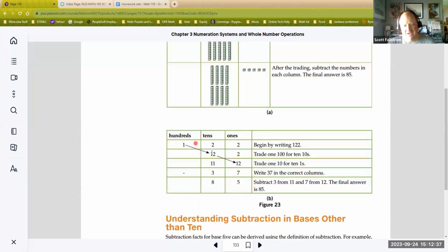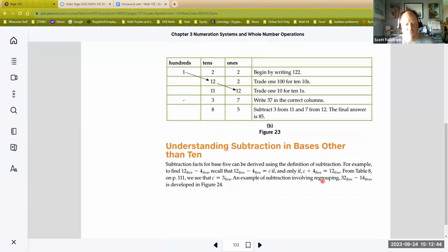Okay, so you can kind of see it here. This is the picture that's happening. The symbol above is with the actual base blocks. These are not with base blocks. These are written down a little bit differently. Understanding subtraction in bases other than 10. Hey, it's the same thing. Subtraction doesn't change, so you're in good shape.